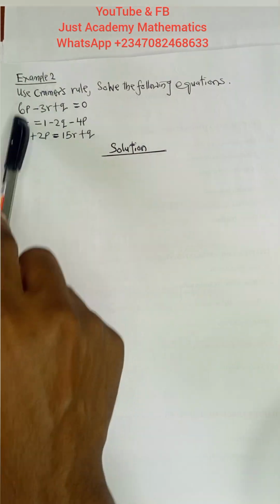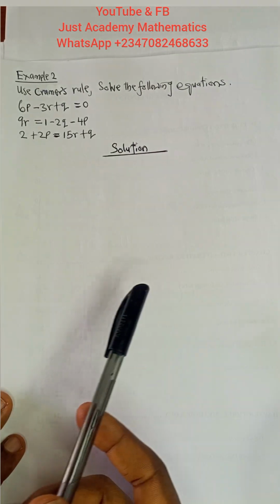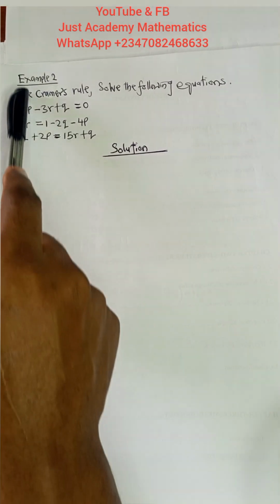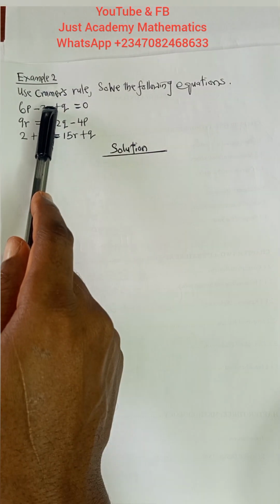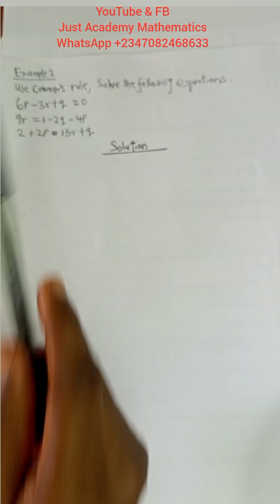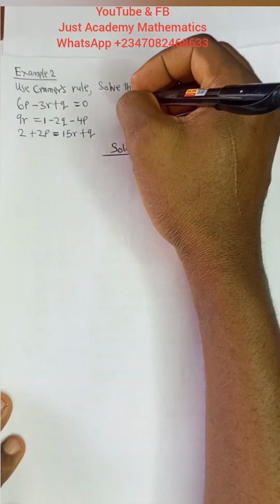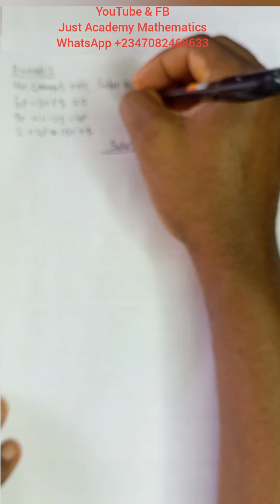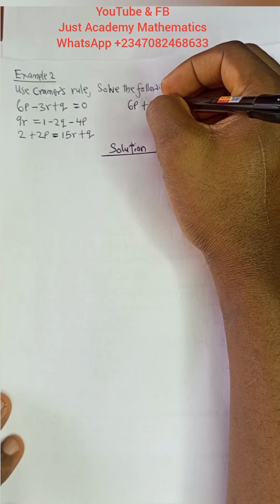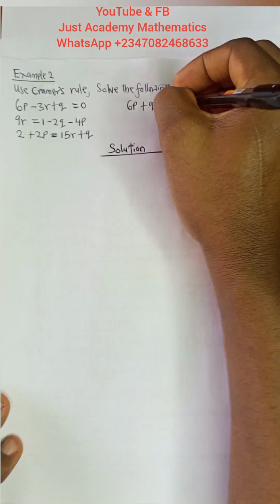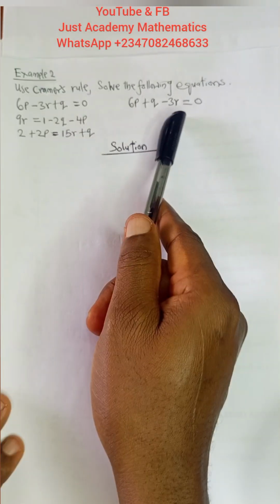If you look at this equation, you will notice that it's not well arranged. What do I mean by that? Notice that P is not in line. Under P is R, which is 2. Under R is 1, which is P. So we have to arrange it first in order. Let's start with P alphabetically: 6P plus Q minus 3R is equal to 0. This is equation 1.